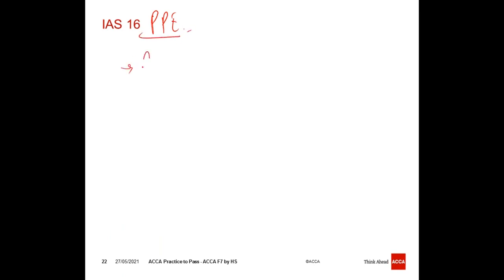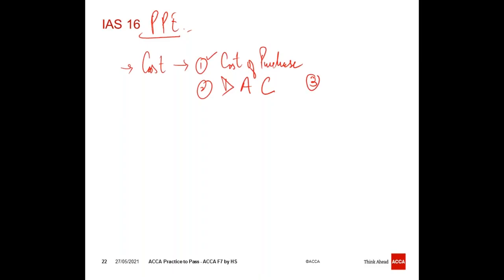First you need to know what should be included in the cost of the property, plant and equipment. It should include the cost of purchase, then we have directly attributable cost. Directly attributable cost means any cost that you need to incur in order to bring the asset into ready to use form. Third one is dismantling and site restoration.